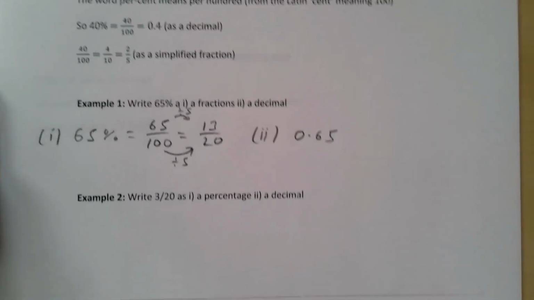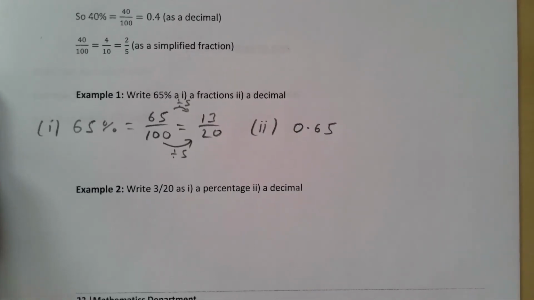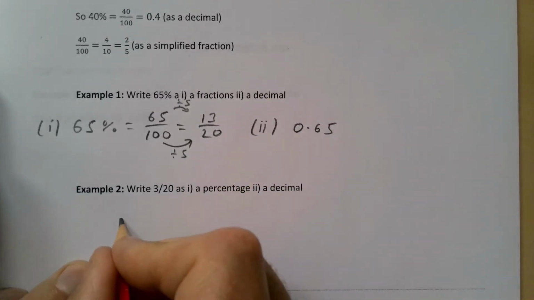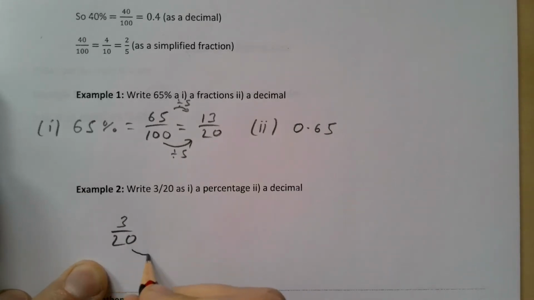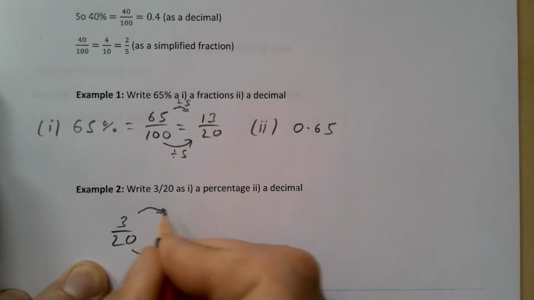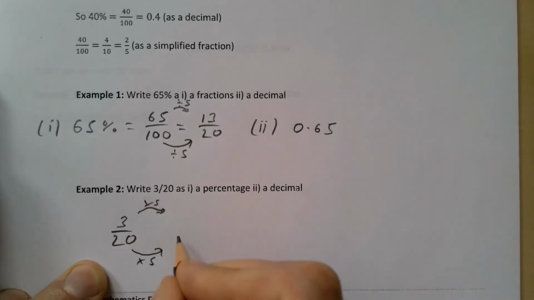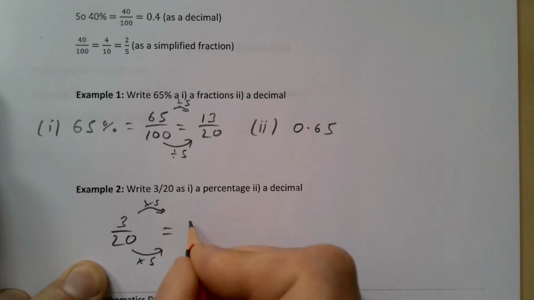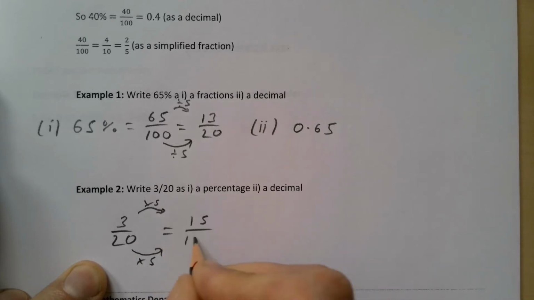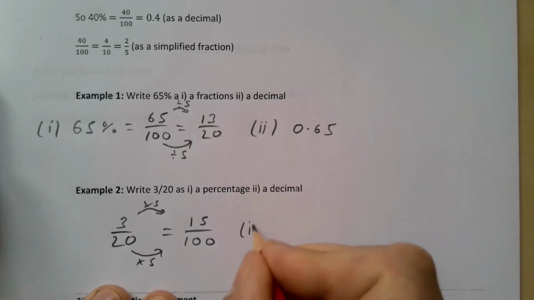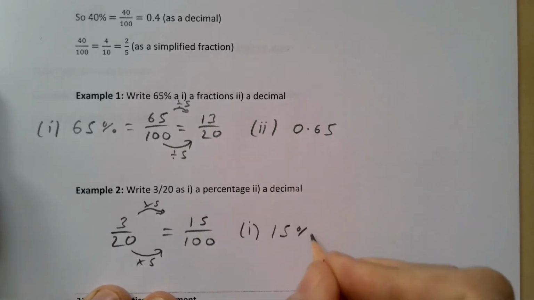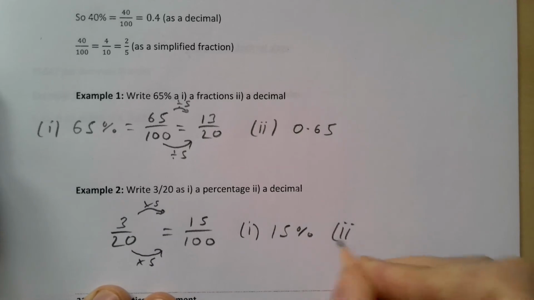Next one then, write 3 over 20 as a percentage or as a decimal. There's a load of different ways of doing this one, but I think probably one of the easiest is to change this into 100. So we're going to times it up by 5. If you times top and bottom of this by 5, you will get 15, and you'll get 100. Now it's just like the one above, so that's going to be 15%, and then that's going to be 0.15.